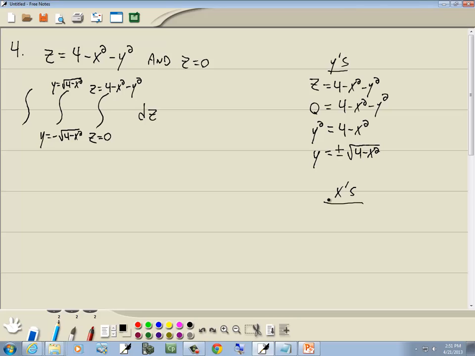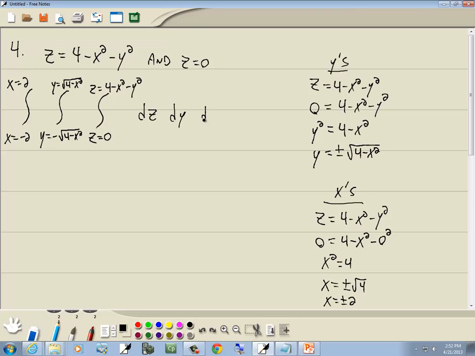Now for our x's. We got z is equal to 4 minus x squared minus y squared. We already said the very first one we got rid of was a z, so we'll put a 0 in for z. The one we just worked on was a y, so we put a 0 in for the y. So those go away. We can take negative x squared to the left side, and we get x squared is equal to 4. Drop the squared, put a plus or minus square root on the other side, and we get x is equal to plus or minus 2. So this is going to go from x equals negative 2 to x is equal to positive 2. And this would be dy dx. And that's our answer.